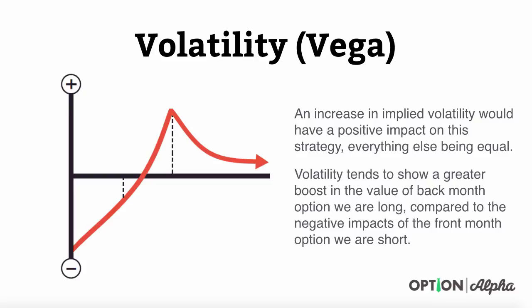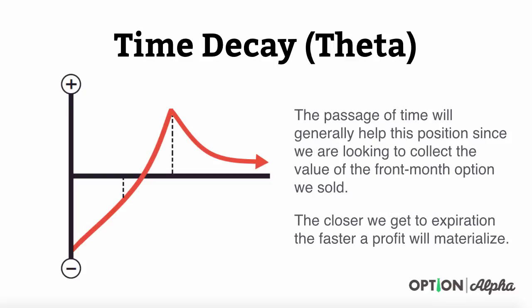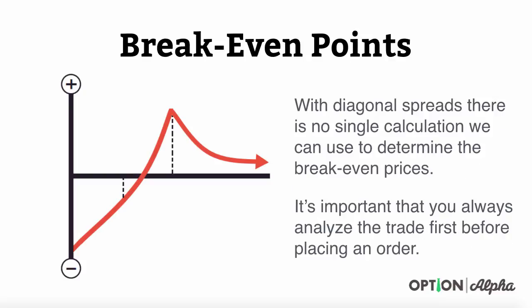That's because these positions are very similar to calendar spreads. Increased implied volatility will generally have a good impact on these positions. It boosts the value of that back month option compared to the negative impact on the front month option that we're short. Likewise, the passage of time will generally help this position since we're looking to collect the value of that front month option that we sold. That's really our target. So the closer we get to expiration, the faster a profit will start to materialize.